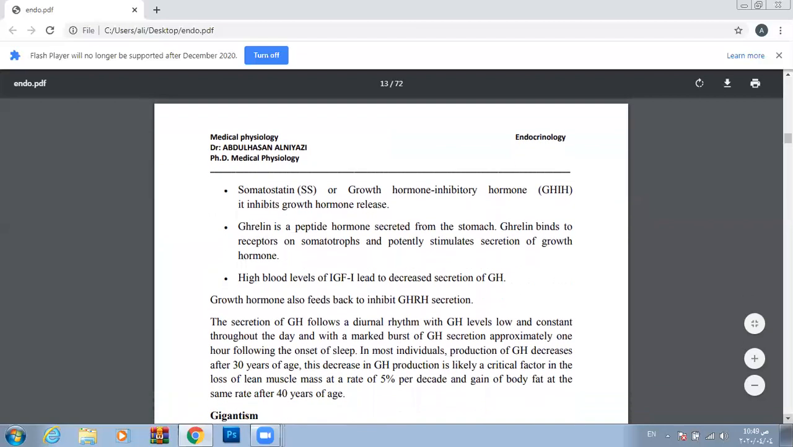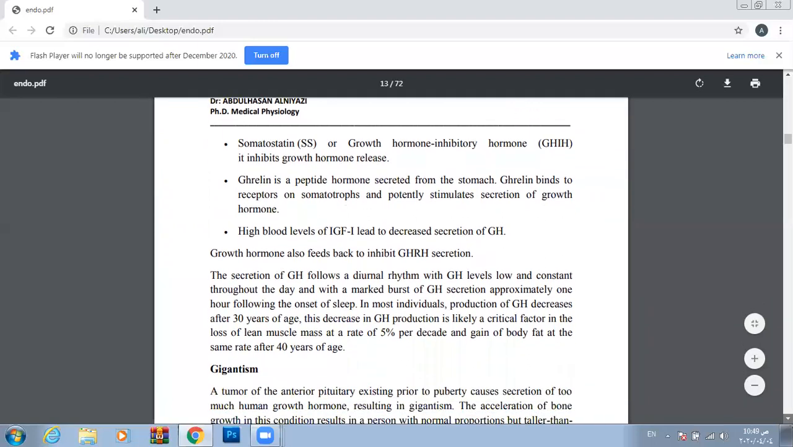جيد. Ghrelin is a peptide hormone secreted from the stomach. Ghrelin binds to the receptor of the somatotroph and potently stimulates secretion of growth hormone. High blood level of the insulin-like growth factor leads to decreased secretion of growth hormone.